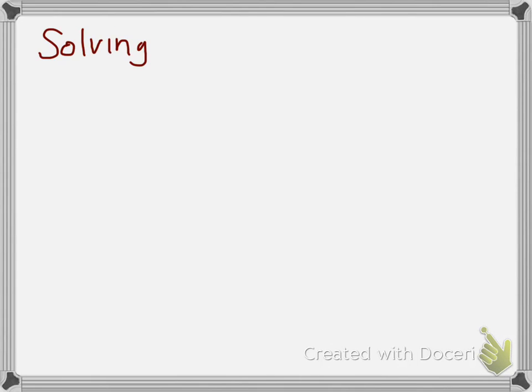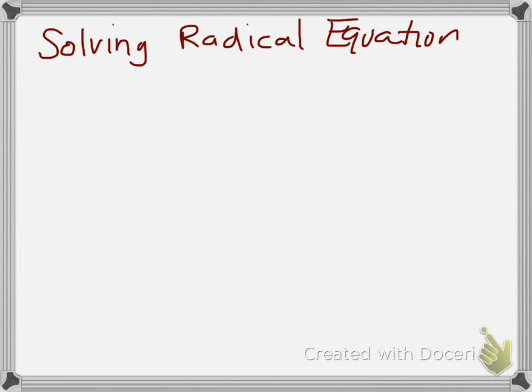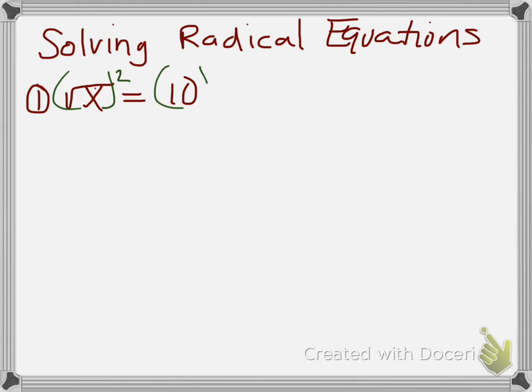In this section, we're going to be solving radical equations. So when we look at the first problem, we're going to have the square root of x equals 10. Now how do we get rid of a square root? By squaring. So what we do to one side, we have to do to the other.